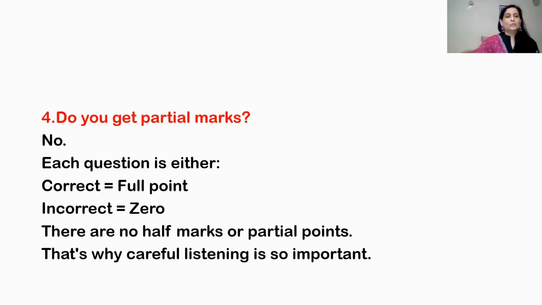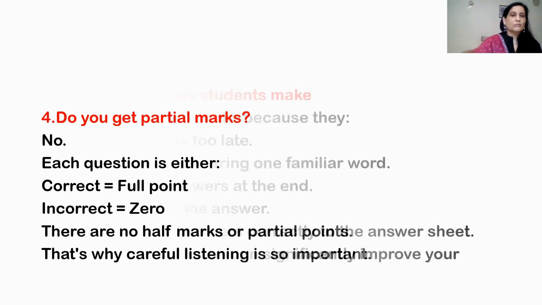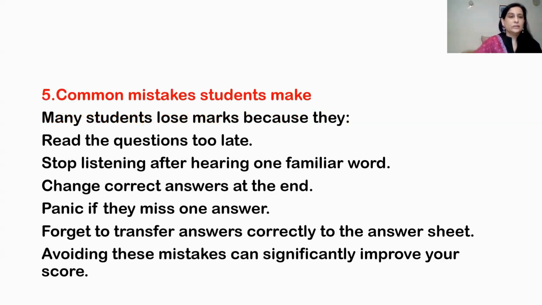Now coming to the fourth point, do you get partial marks? That is also no. Each question is either correct, basically full points, whatever marks or points are assigned for that particular question, that you will get, okay? Or incorrect is 0. There are no half marks or partial marks. That's why careful listening is so important. You have to listen very carefully in your TELC A2 Hören exam.